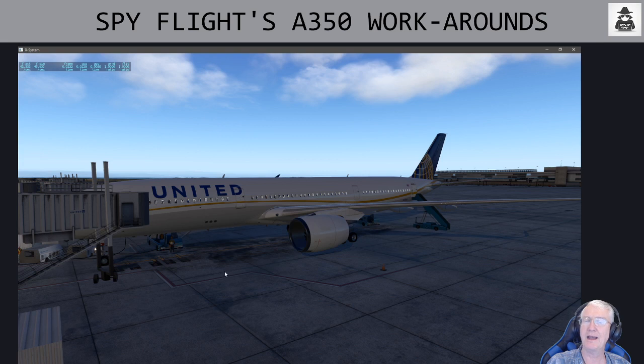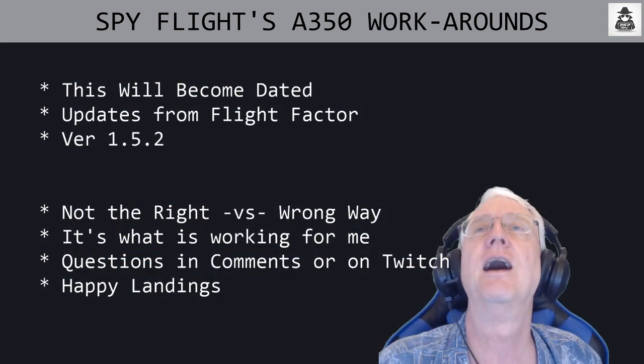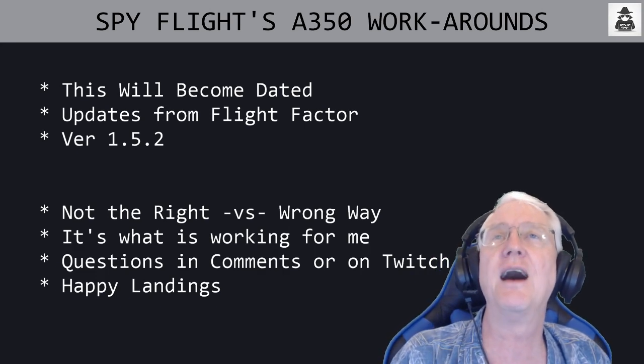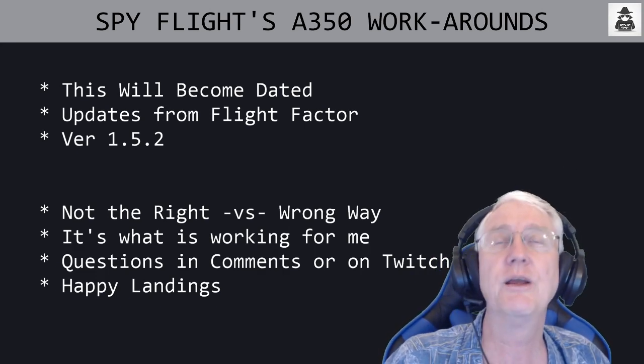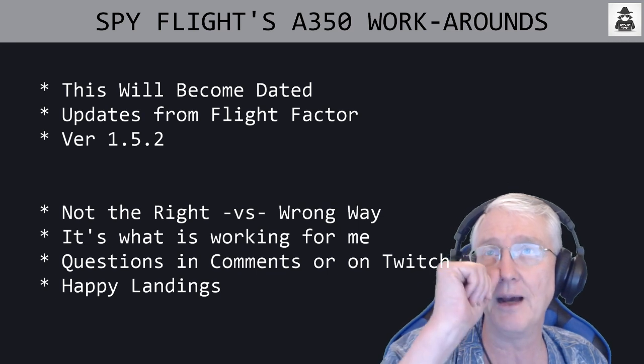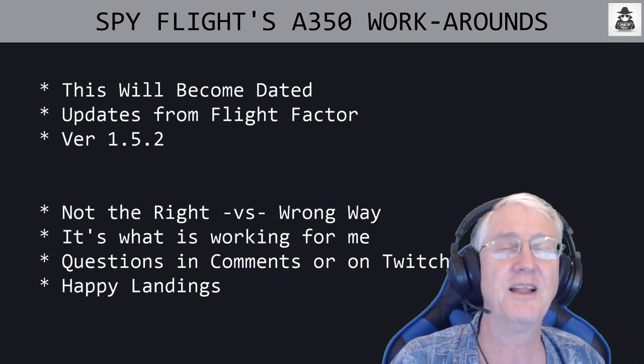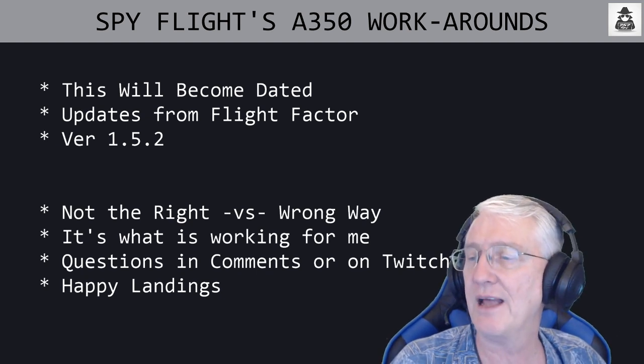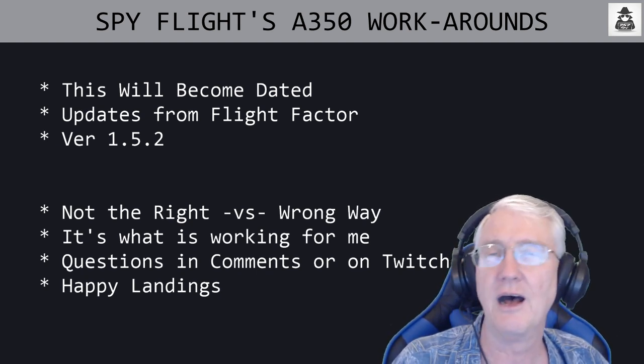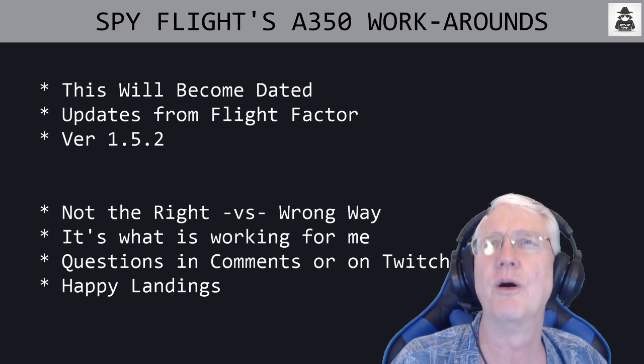So anyhow, we made it. We made it into Denver. And those are the ways that I'm able to make this work for me. I hope that maybe these are things that'll work for you as well. Once again, this is for version 1.5 of the Flight Factor A350. This is the A359. I'm sure that when the version 2 comes out, this will be completely irrelevant. But I can't wait for that. In the meantime, maybe this will help you do all the flying and spying that you want to do.